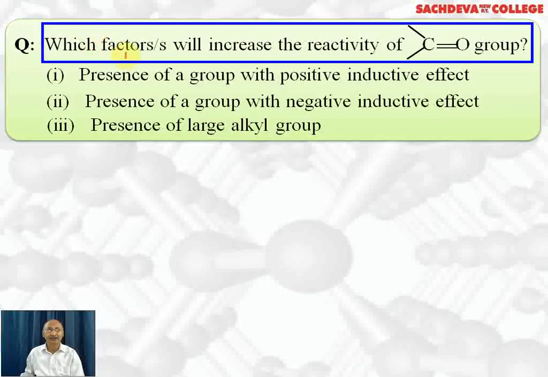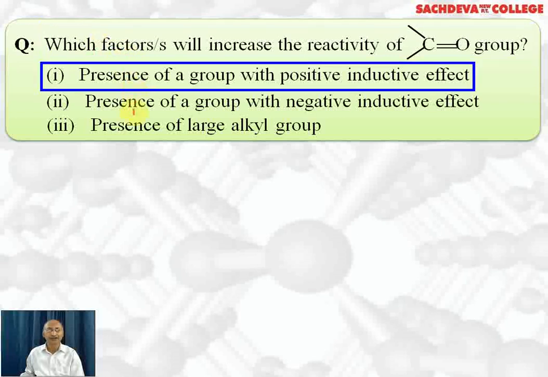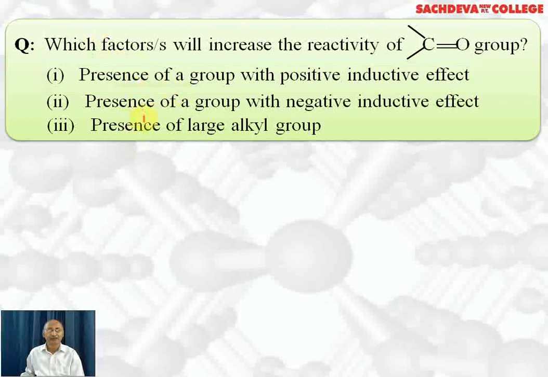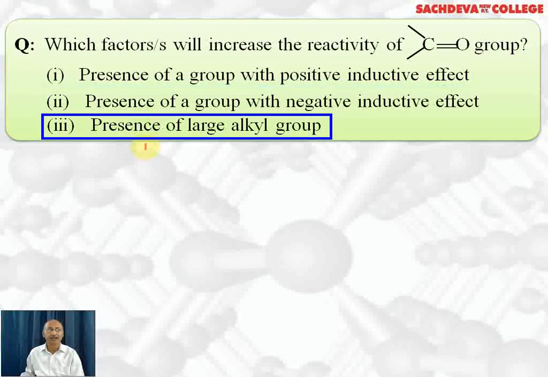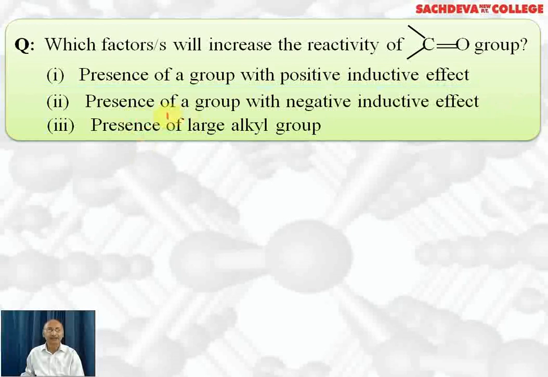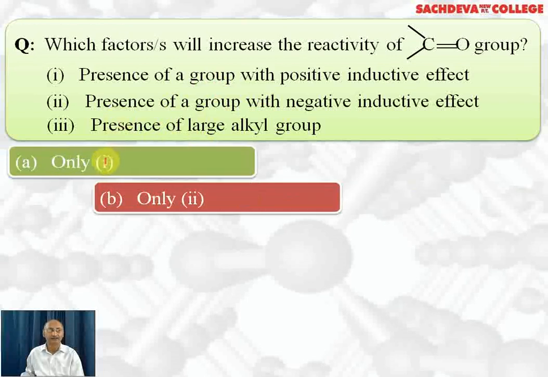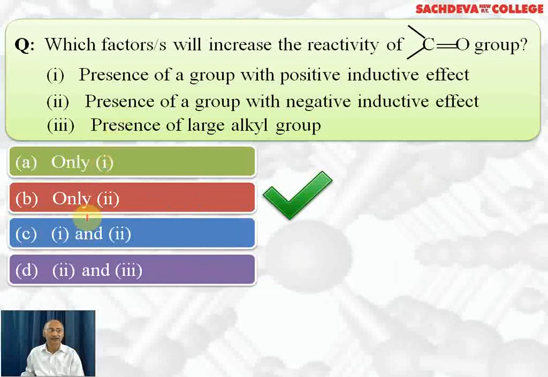Next question, which factor will increase the reactivity of carbonyl group? First one, presence of group with positive inductive effect, that is electron releasing group. Presence of group with negative inductive effect, meaning electron withdrawing group. Presence of large alkyl group. Correct answer is the second part. Presence of electron withdrawing group will increase positive charge on carbonyl carbon and reactivity will increase. Positive inductive effect will reduce positive charge on carbonyl carbon, making it less reactive. Presence of large alkyl group will offer steric hindrance, reactivity will decrease. So the second part is the correct answer. Second is there in B part, so correct answer is B part.